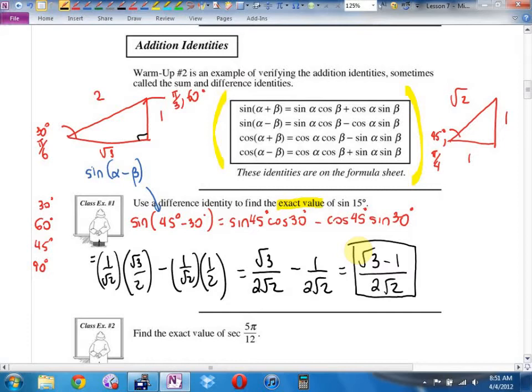There it is. What other angles could I come up with out of here? Oh, by the way, we could have gone 60 minus 45 instead of 45 minus 30. We would have got the same answer in the end. You can also try adding angles together. For example, 45 plus 30, I can get the sine of 75 if I want to. Mixing and matching any of those ones, I can get more angles.